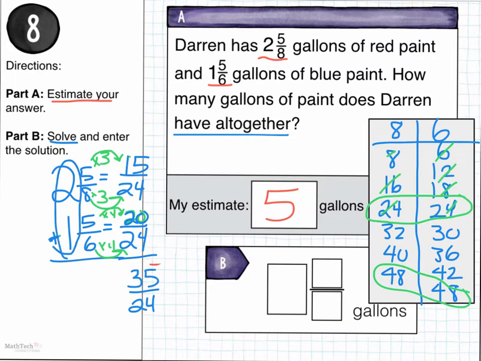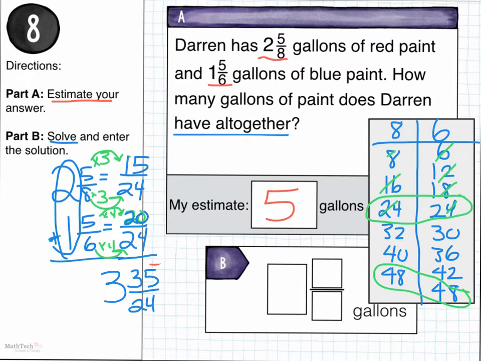Let's not forget our whole numbers. 2 plus 1 is 3, and so our answer is 3 and 35/24. Now you might be saying, Miss Ellis, that doesn't make sense. What's a 35/24? Well, this is technically the correct answer, but we can put it into a simpler form to better communicate our ideas.